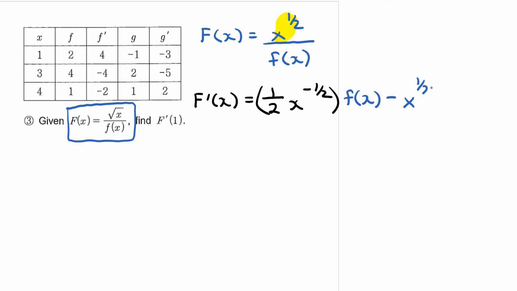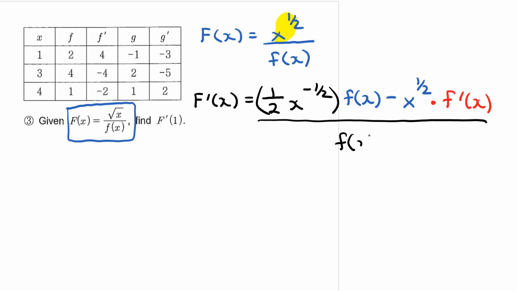Then I would multiply by the derivative of the denominator, and the derivative of the denominator is just going to be f prime of x. And then we would divide that by the denominator all squared. Okay, so this is looking pretty ugly here, and I need to find f prime of 1, right? So these are pretty tough because we need to simplify everything here, right?